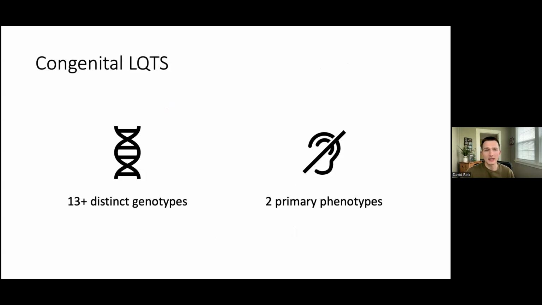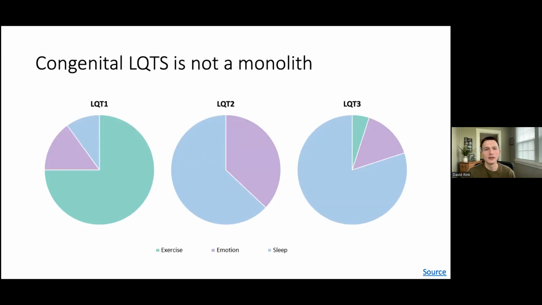Within the genetic form or the congenital long QT syndrome, there are at least 13 distinct genotypes and counting, though types 1 through 3 are the most common and well described. There are also two classic phenotypes that are differentiated by the presence or absence of congenital deafness. Congenital long QT is also not a monolith. These are clinically distinct entities.